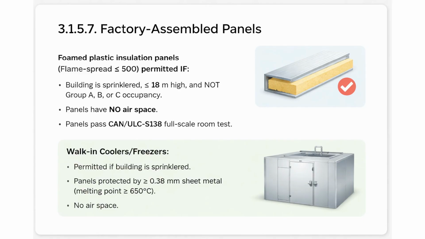For walk-in coolers and freezers, the rules are similar, but the panels must be protected on both sides by sheet metal that is at least 0.38 millimeters thick, with a high melting point. Let's look at the inside of the building.